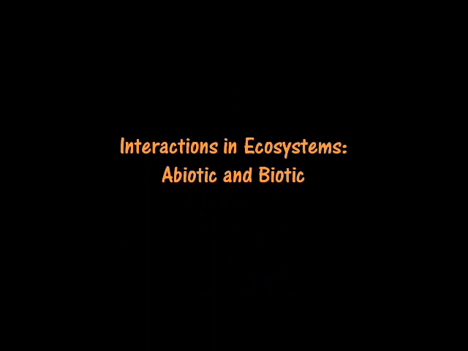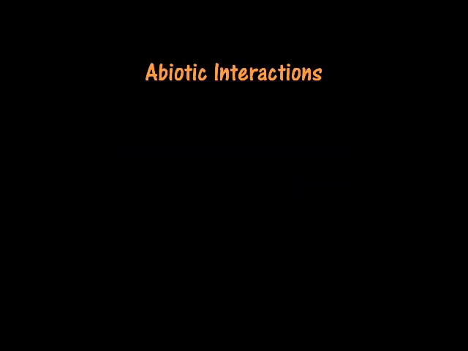The important thing about biotic and abiotic factors is that in an ecosystem, these things are interacting. This means that they need and use each other for survival. In an ecosystem, there are abiotic interactions and biotic interactions. Let's look at a few examples.